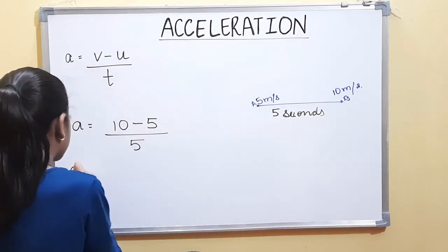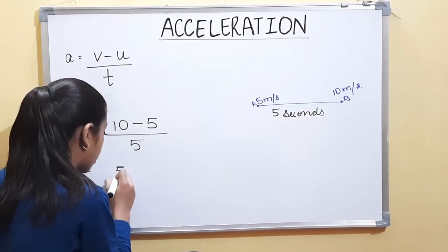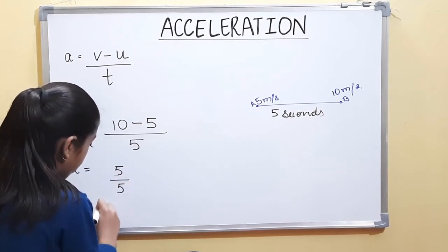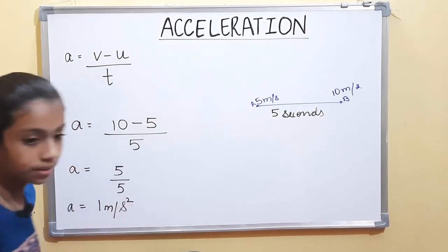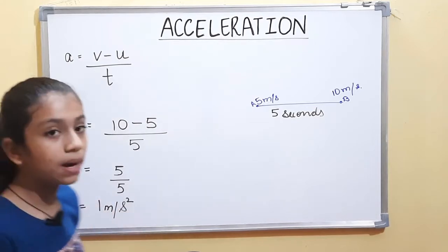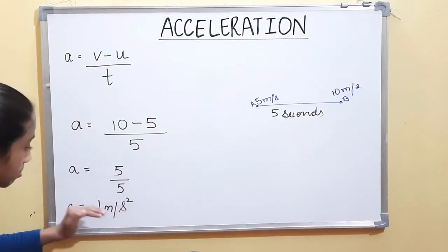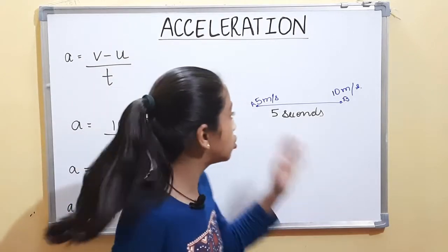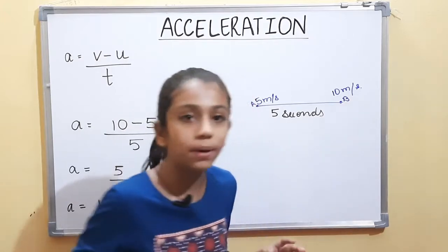So acceleration is equal to 10 minus 5 is 5 upon 5. So that is 1 meter per second square. Acceleration of my car was 1 meter per second square. Due to this acceleration, that is 1 meter per second square, the velocity of my car changed from 5 meter per second to 10 meter per second.